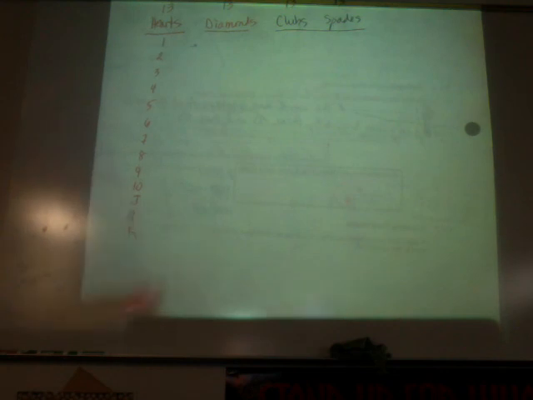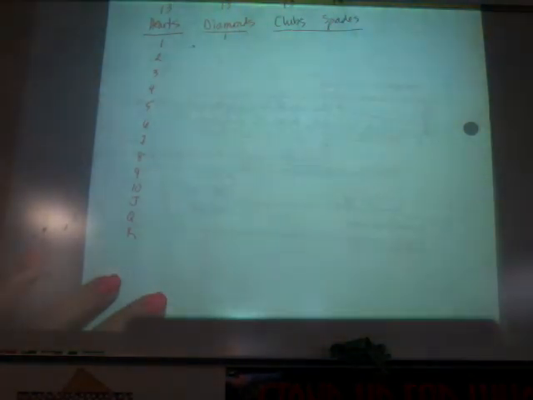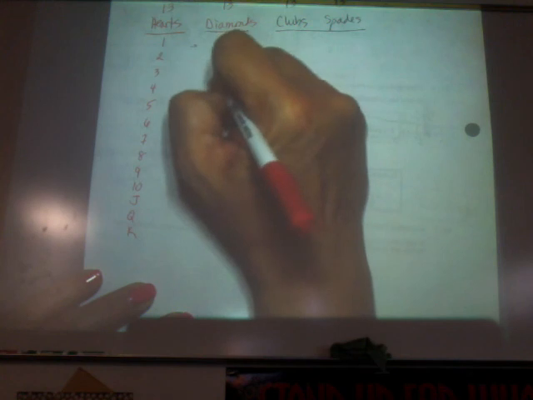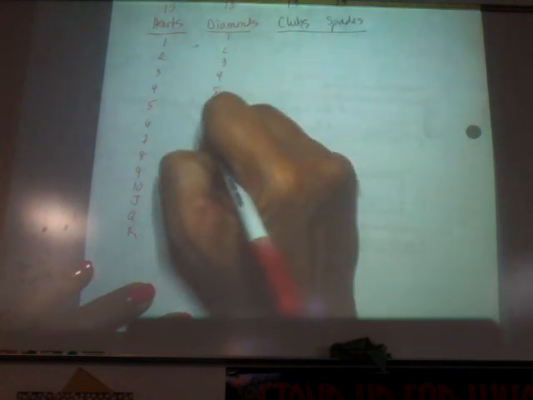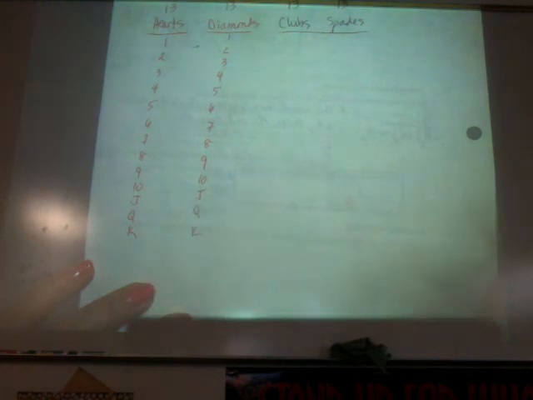So how many face cards total? 3 times 4 is 12. How many numbered cards total? 40. So you can be asked questions based upon that. So 1, 2, 3, 4, 5, 6, 7, 8, 9, 10, Jack, Queen, King. And you have that for all of these.